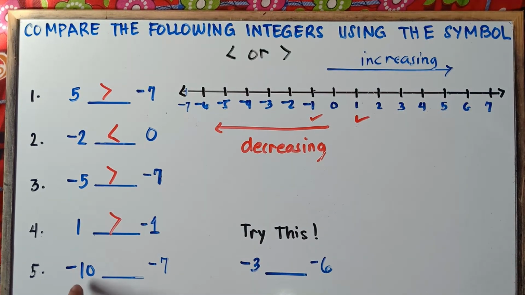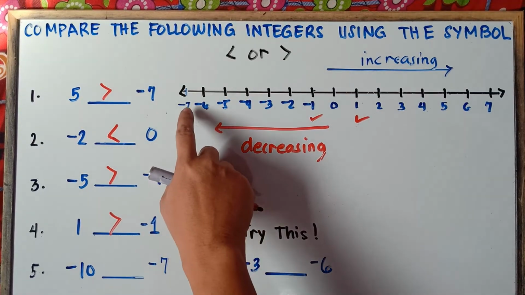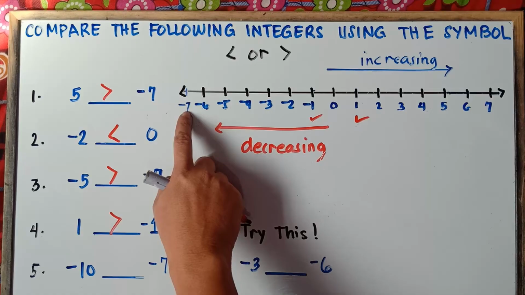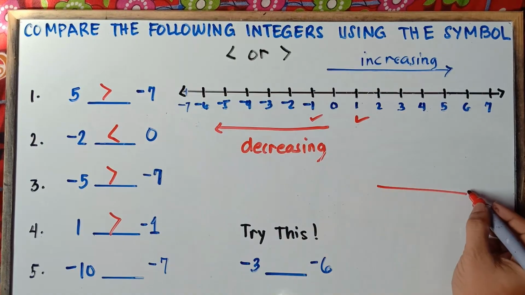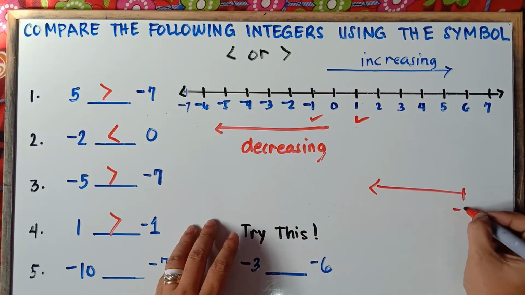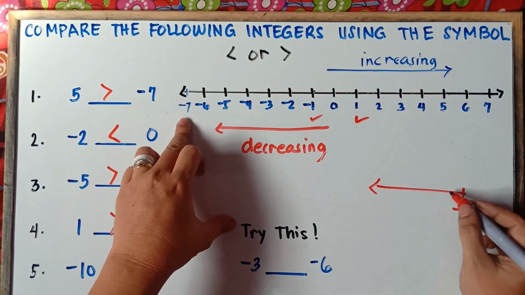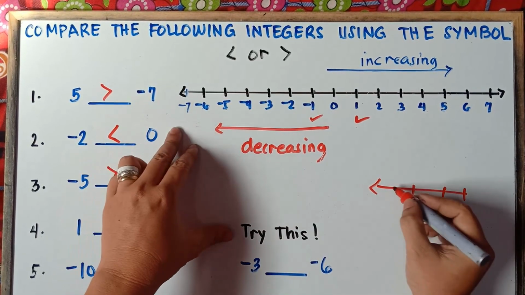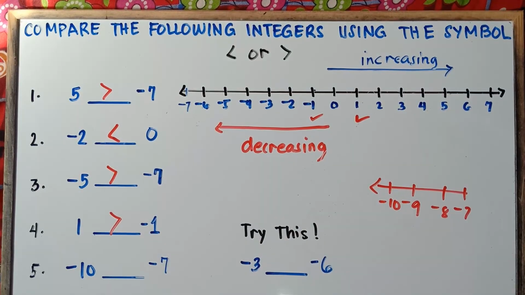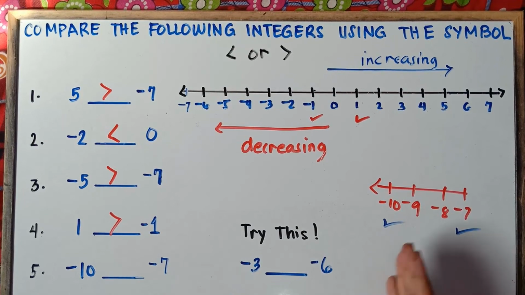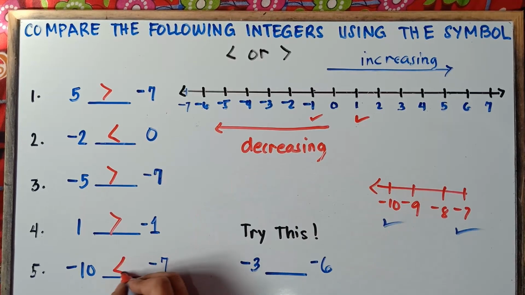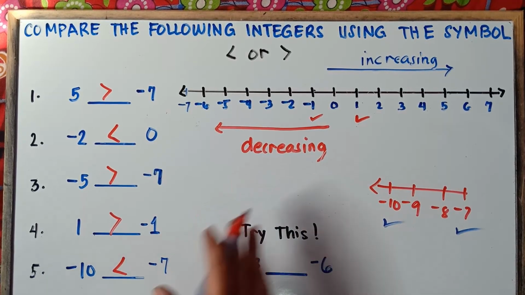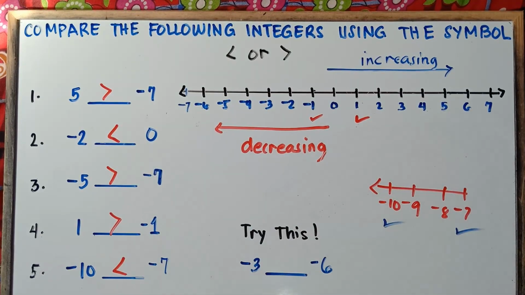Alright, and then for number 5, we have negative 10 and then negative 7. Of course, negative 7 is here, therefore negative 10 would be on the left of negative 7. Let me just draw this one for you to understand. This is negative 7, then after negative 7 would be negative 8, negative 9, and then negative 10. So negative 10 is on the left of negative 7, and numbers on the left are decreasing. Therefore, we can say that negative 10 is less than negative 7. Easy as that, class, if you have the number line.